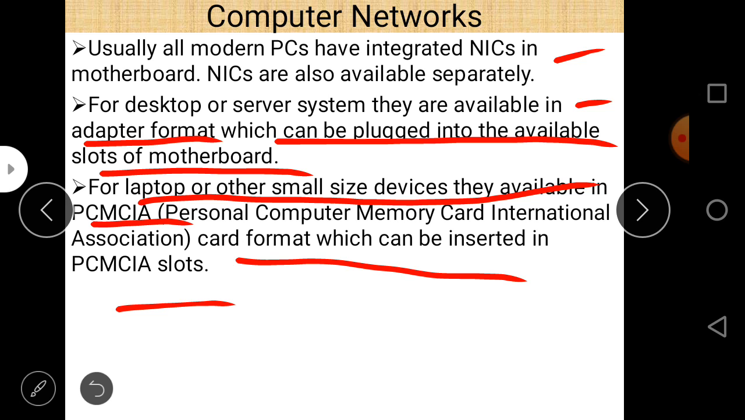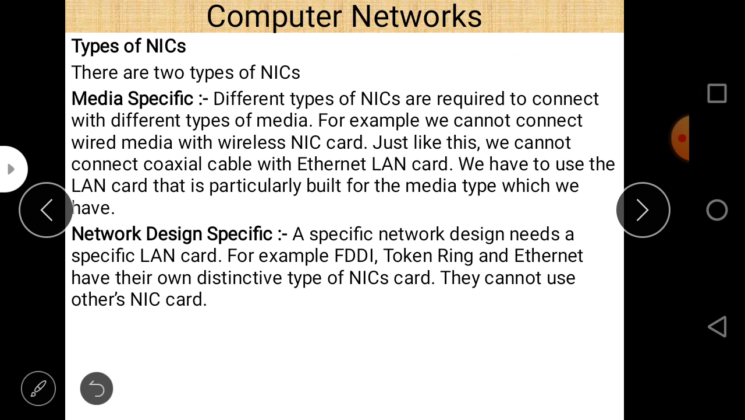Now, types of NIC cards. There are basically two types of NIC cards. First of all, media specific. Different types of NIC are required to connect with different types of media. For example, we cannot connect wired media with a wireless NIC card, just like we cannot connect coaxial cable with an Ethernet LAN card. We have to use a card built for the media type which we have. And second is network design specific. A specific network design needs a specific LAN card.